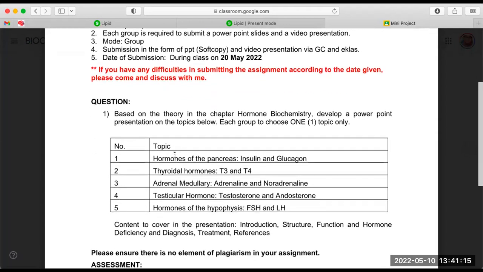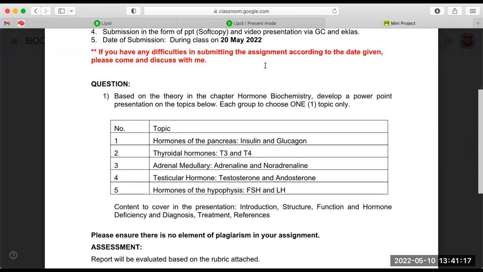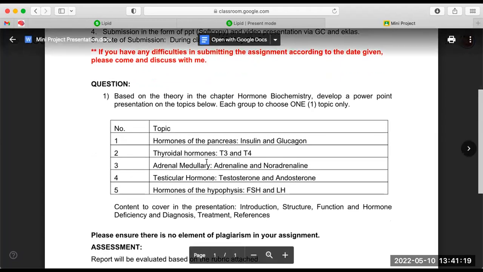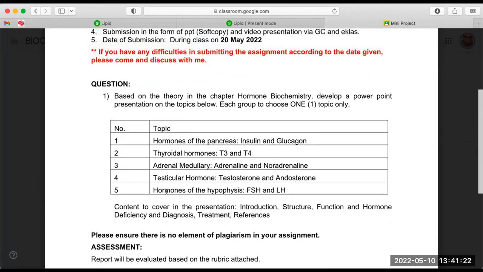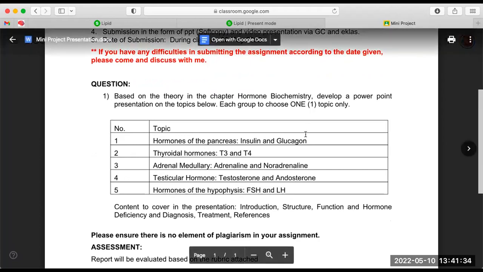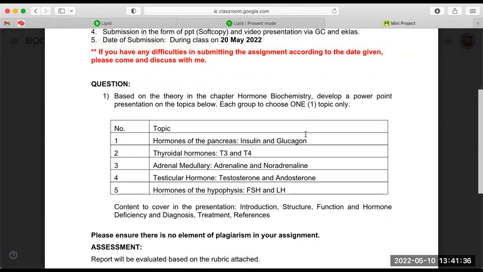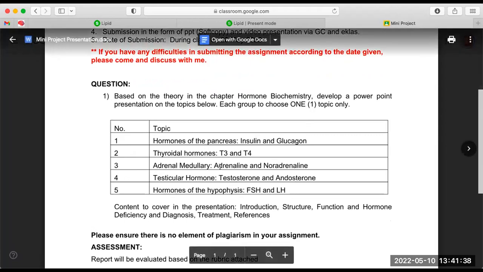Okay, but it will be very straightforward. I'm leaving the choice to you. You can pick either of these topics from 1 to 5, whichever is convenient to you. My advice, pick topic 1, insulin and glucagon, because you are seeing them a lot in this subject. Okay, but up to you. You can choose whichever you like.